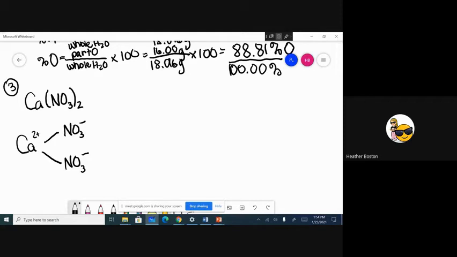Have you ever made pasta at home and your mom might have told you to salt the water? You're not doing that for taste. The reason you're doing that is because it makes the water boil at a higher temperature.